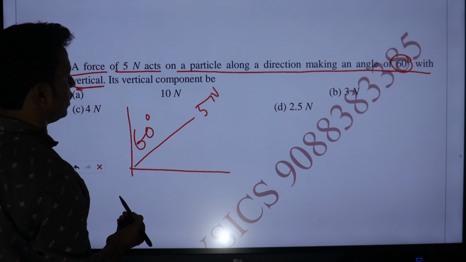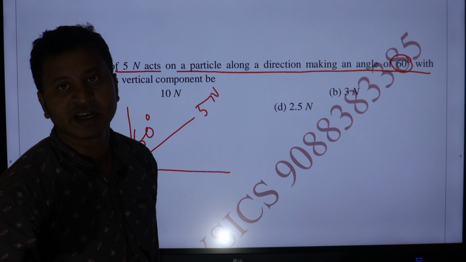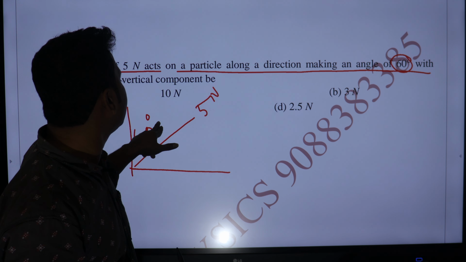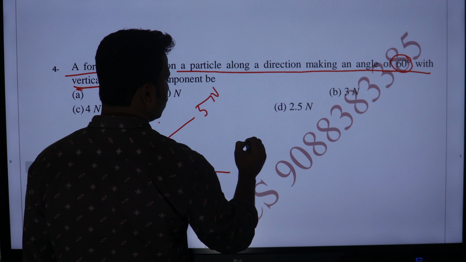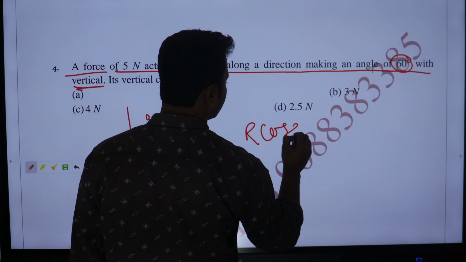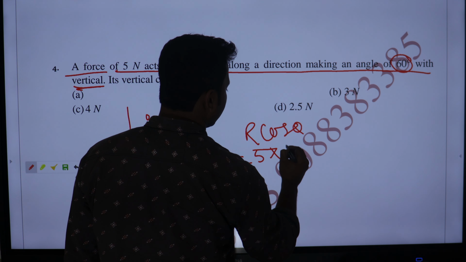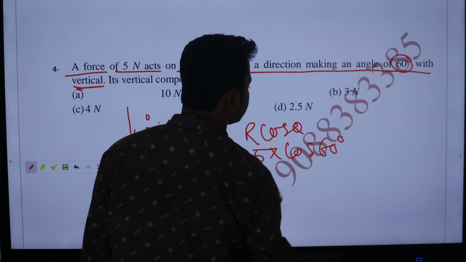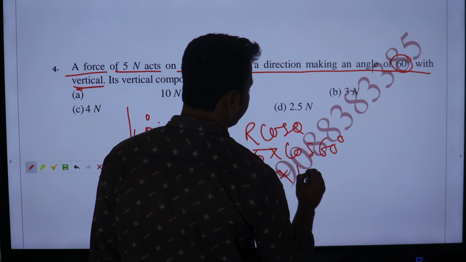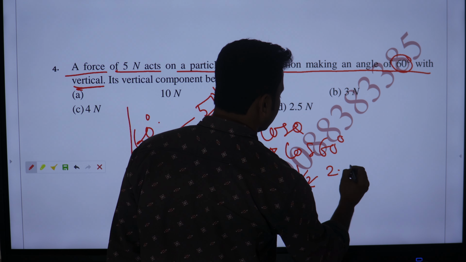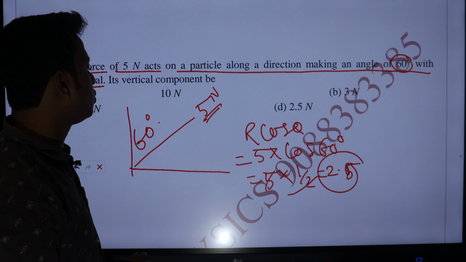So what is the vertical component? Since the angle is made along the vertical, we will take cos theta. So it will be R cos theta. This is the vertical component, and R equals the resultant, which is 5, and cos 60 equals half, so it will be 2.5. Next question.